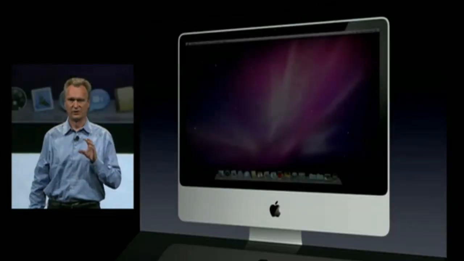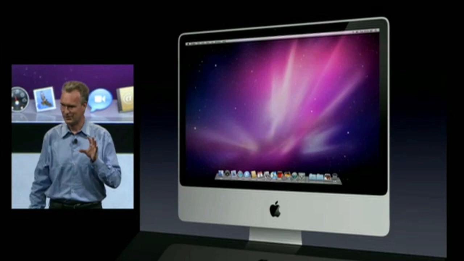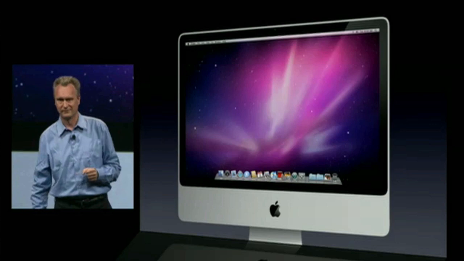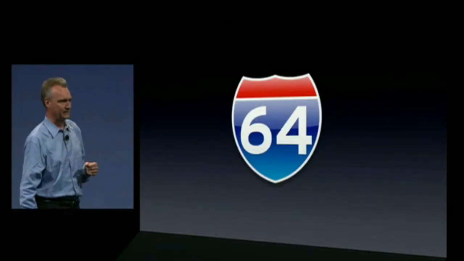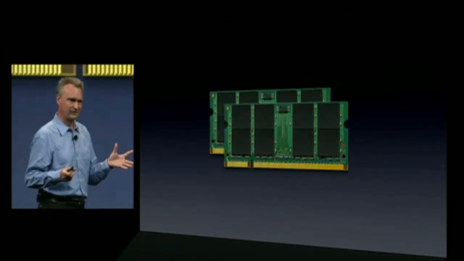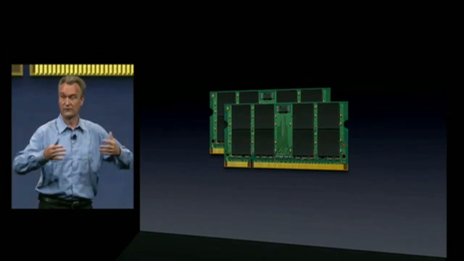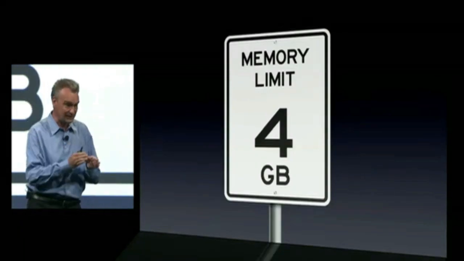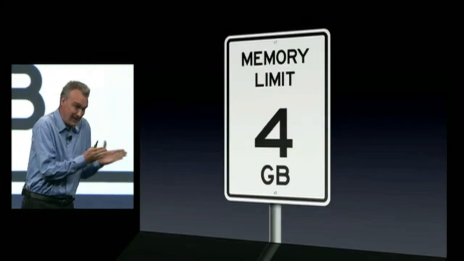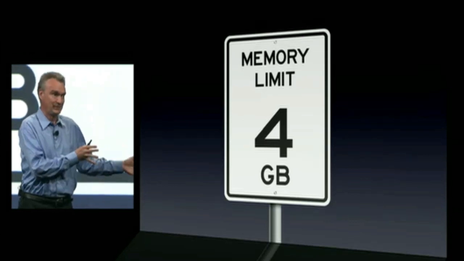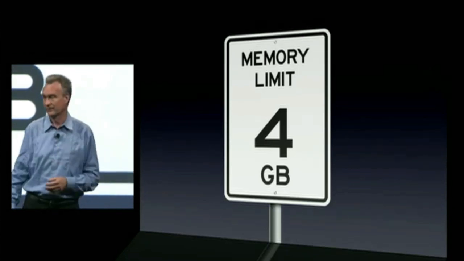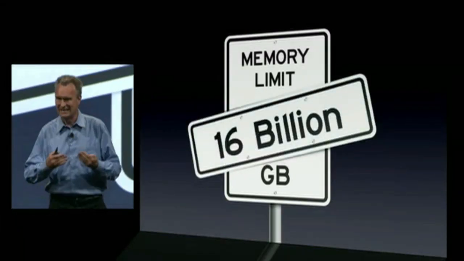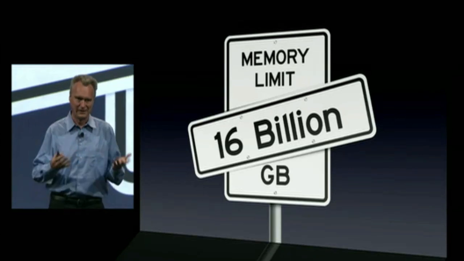But to take advantage of all this, you need the right software. So we have a number of technologies. I want to mention three. First, 64-bit. Of course, the primary reason to use 64-bit is to take advantage of lots of memory. Because if your application runs in 32-bit mode, it has an inherent limit with the addressing space at 4 gigabytes. When you run in 64-bit, it's 16 billion gigabytes. That's the limit of your addressing space.